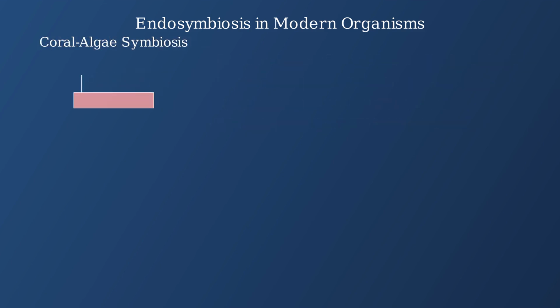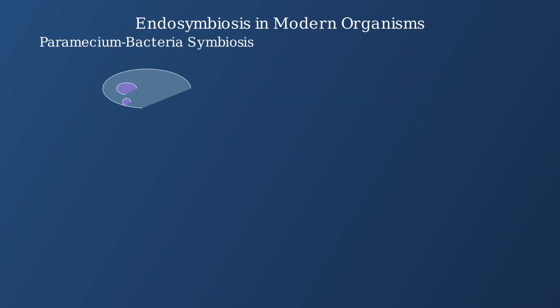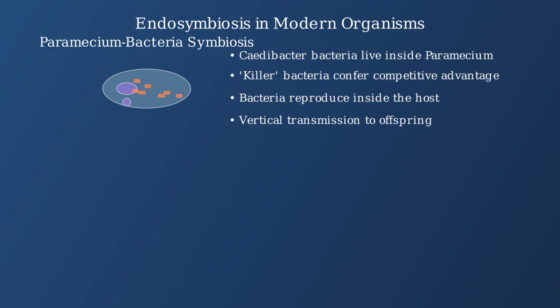Coral polyps form symbiotic relationships with photosynthetic algae called zooxanthellae. The algae provide photosynthetic products to their coral hosts, while the coral provides protection and nutrients. This mutualistic relationship can break down under stress, resulting in coral bleaching. Paramecium can harbor bacterial endosymbionts such as Caedibacter, known as killer bacteria. These bacteria produce toxic particles that kill sensitive Paramecium strains, giving the host a competitive advantage.